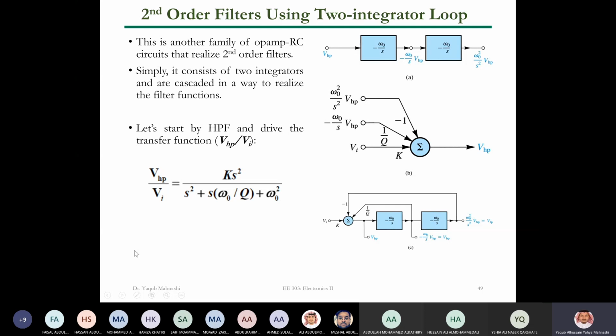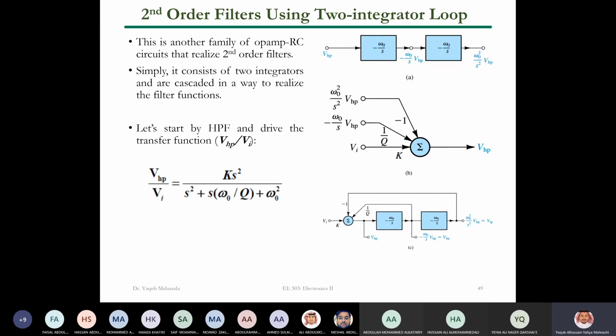Let's go ahead now with the last topology in filters. Okay, you can lower your hand, ya shabab, Moeed and Hussein, it's okay. So now we'll talk about the last topology. Let me see if I am missing something here. Okay, I think we are done with the single amplifier.